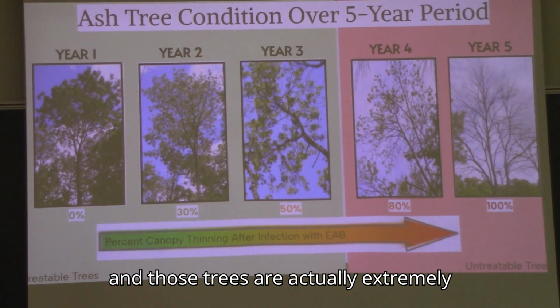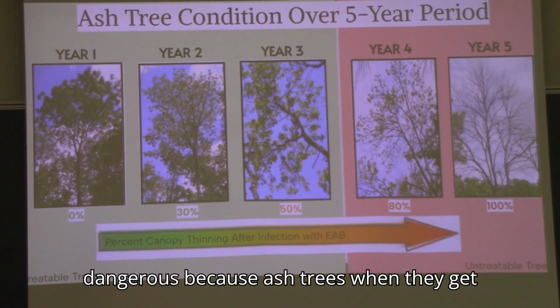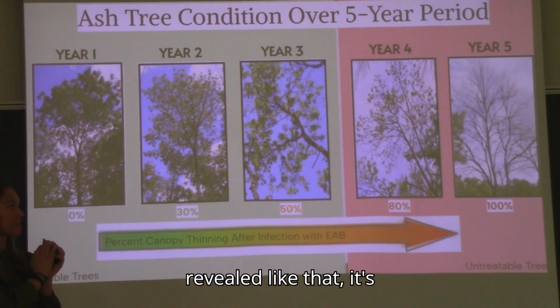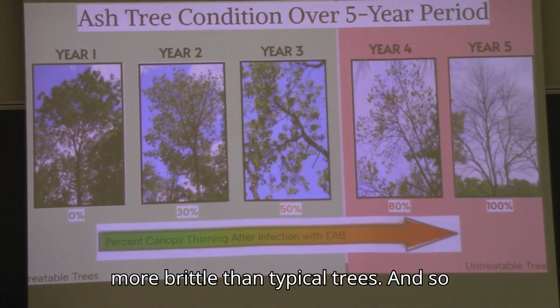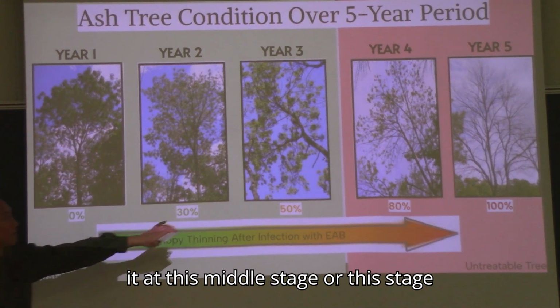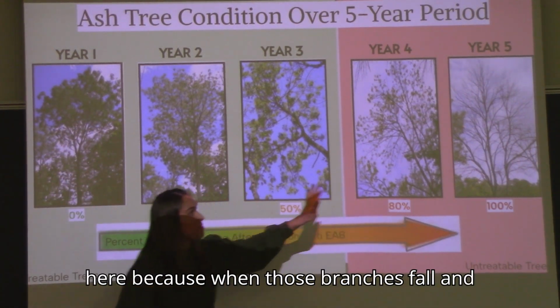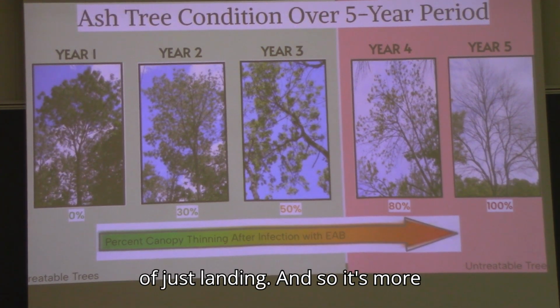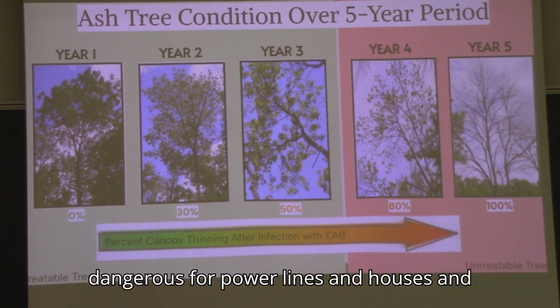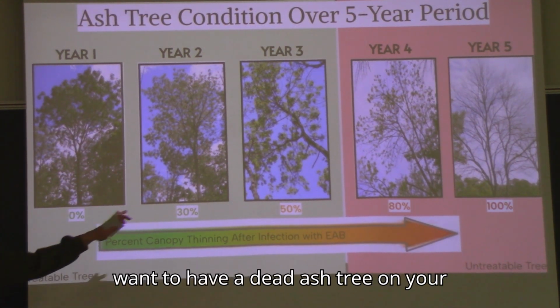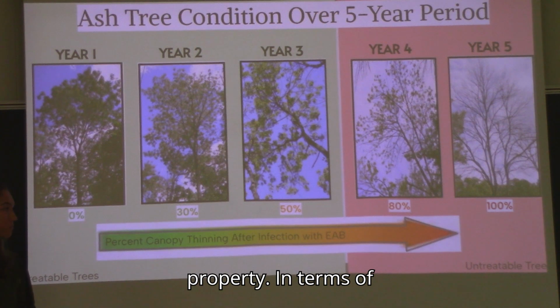And those trees are actually extremely dangerous because ash trees, when they get dried out and kind of revealed like that, are more brittle than typical trees, and so a lot of times you'll see people remove it at this middle stage, because when those branches fall and hit the ground, they shatter instead of just landing. And so it's more dangerous for power lines and houses and people. So in storms, you don't want to have a dead ash tree on your property.